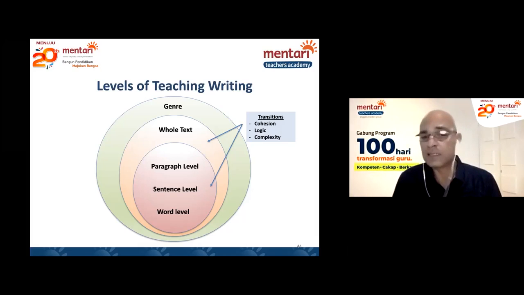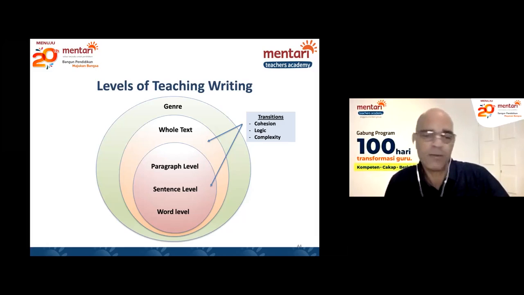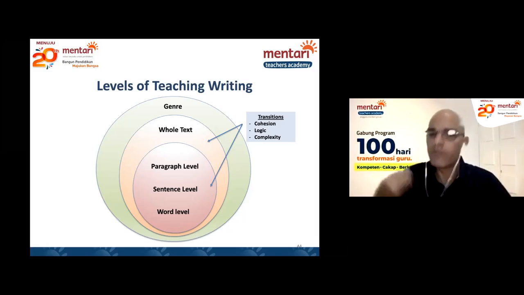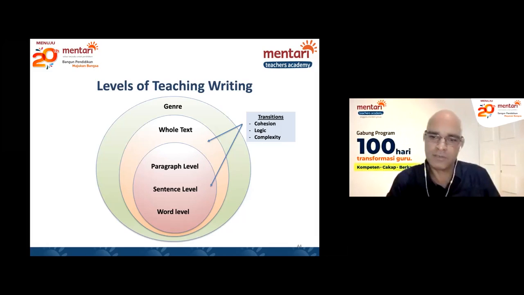Okay, and it's not a good idea to teach all those transitions at once. We will be confusing students. Teach time and sequence, and then next lesson teach cause and effect, and move on throughout different transition words.